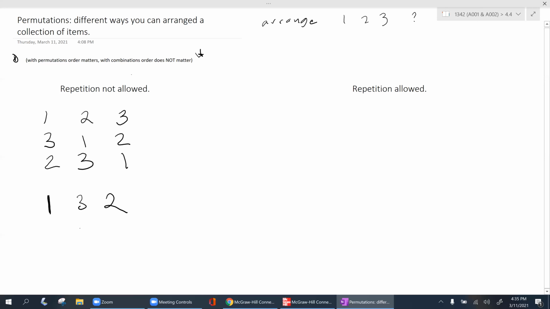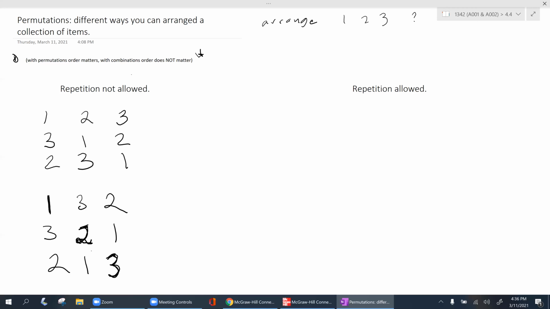Now I'm going to move on to the next one, to 2. I'm going to lock 2 in, and I'm going to swap 1 and 3, meaning 3 is here and 1 is there. And last but not least, I'm going to lock in the last element and swap the first two, so 2 and 1. These are all the different ways you can arrange this.